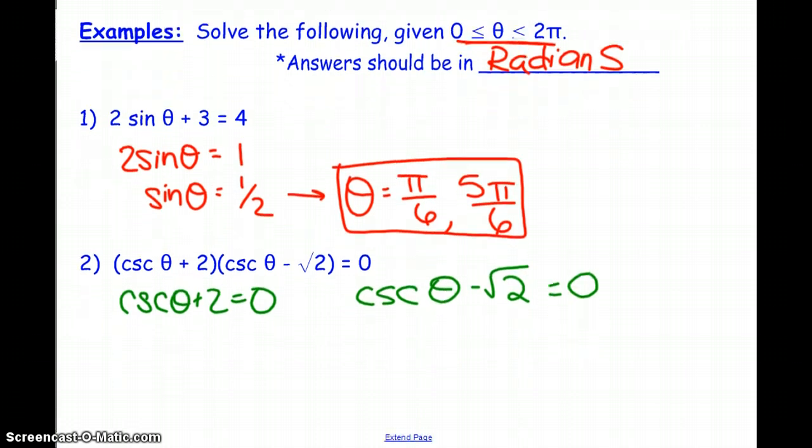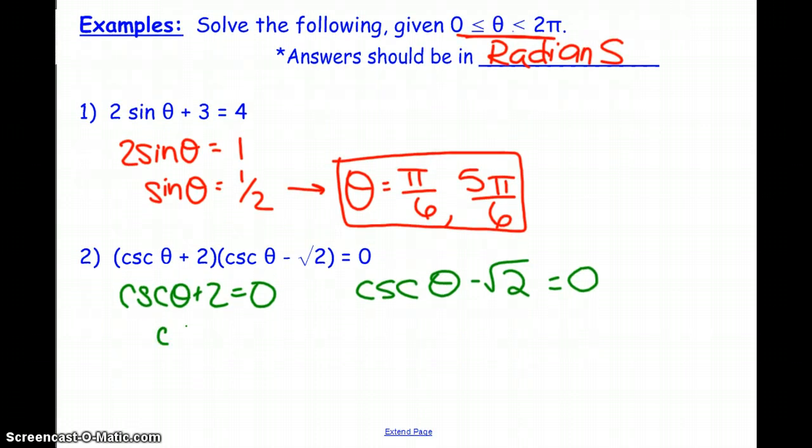Get cosecant by itself. So cosecant of theta equals a negative 2. And then since we're more familiar with our three main functions, sine, cosine, and tangent, I want to change my cosecant to a sine. If I change the function, I need to change to the reciprocal, negative 1/2. And remember to keep the signs the same. Reciprocals will follow those same signs.